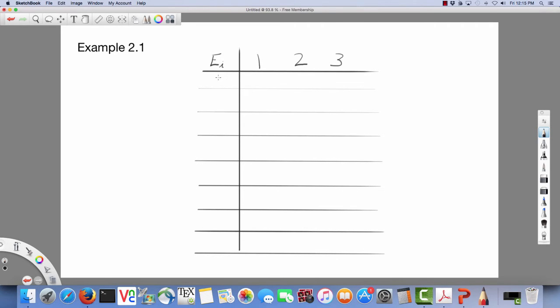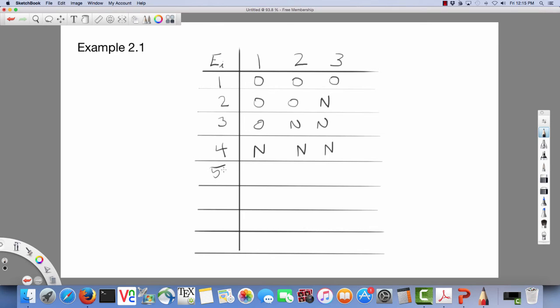So the first possibility would be that the first bulldozer is operational, the second bulldozer is operational, and the third bulldozer is operational. The second possibility would be the first operational, the second operational, and the third not operational. The third possibility would be the first operational, second and third non-operational. The fourth possibility would be that none of them are operational.